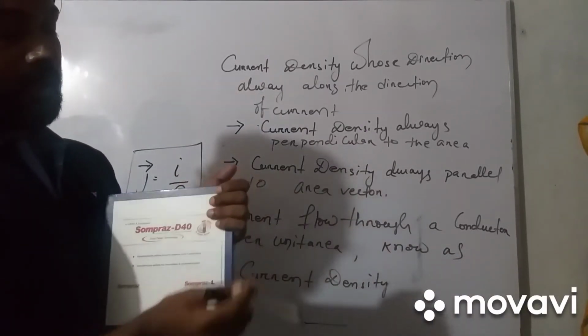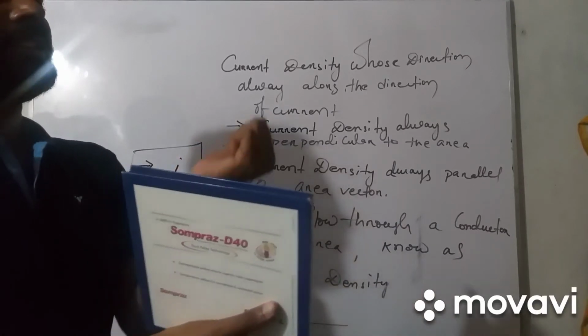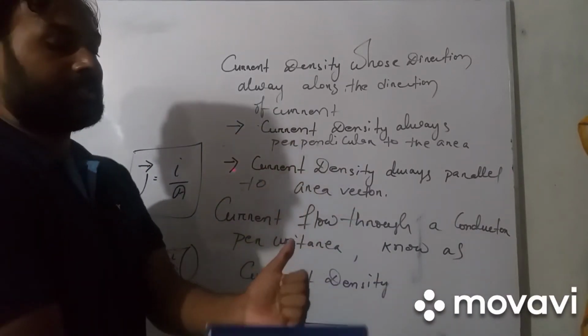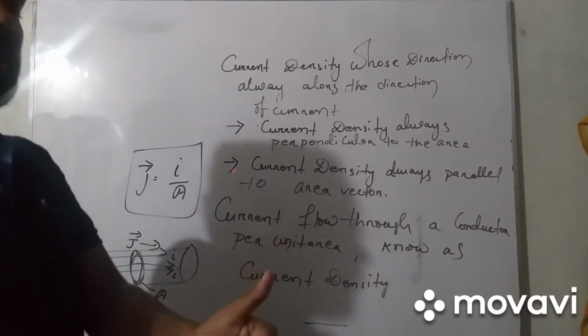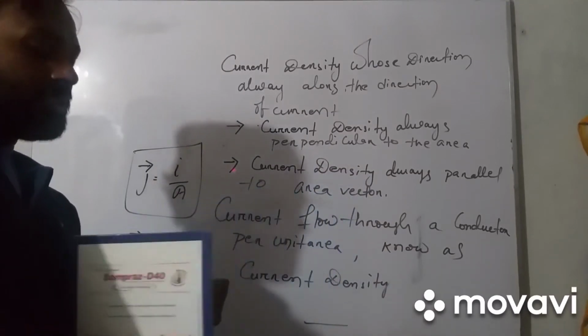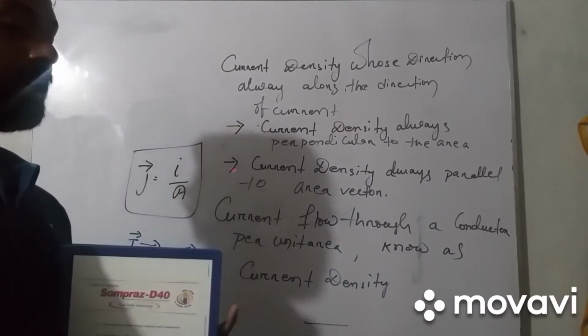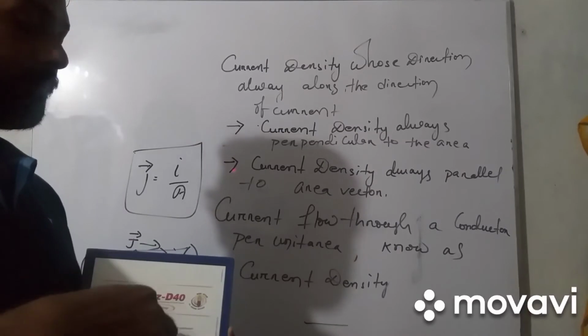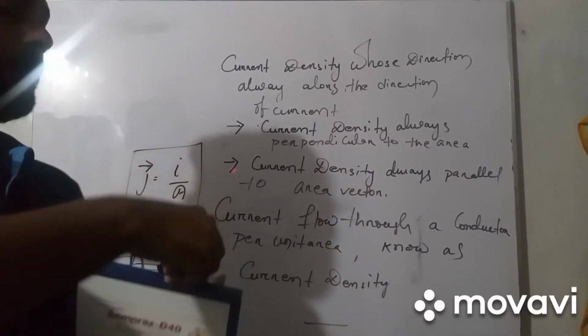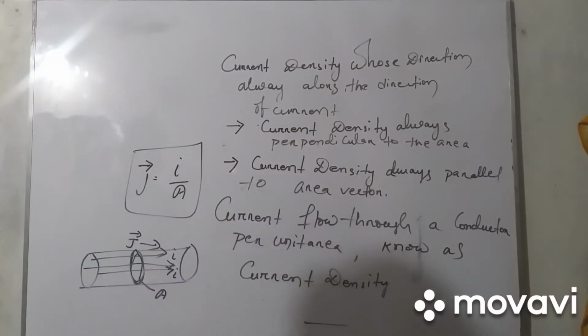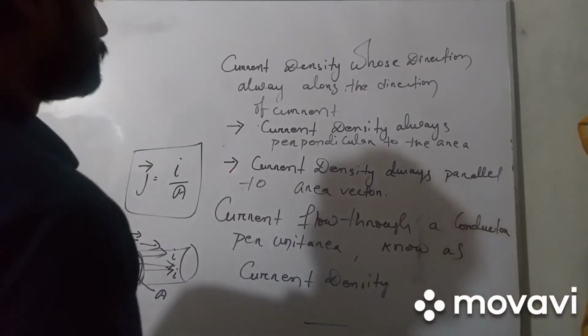In another way, the area whose direction is like that. This is the direction of area. In that way we can move. So this is the direction of the area vector of that area and this is the direction of current density. Both are parallel in nature. Clear?